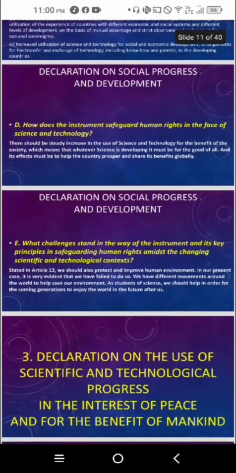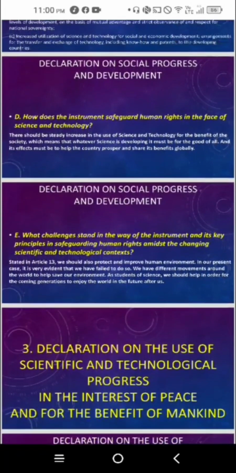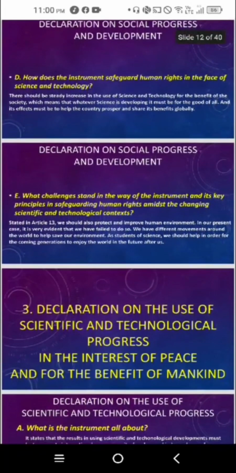How does the instrument safeguard human rights in the face of science and technology? There should be a steady increase in the use of science and technology for the benefit of society, which means that whatever science is developing, it must be for the good of all, and its effects must help the country prosper and share its benefits globally.